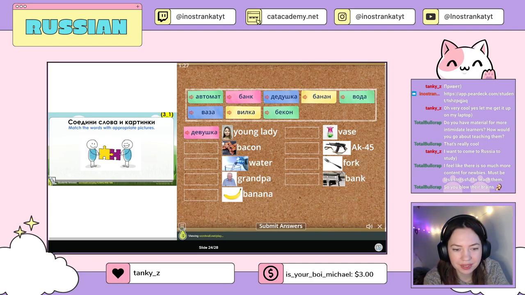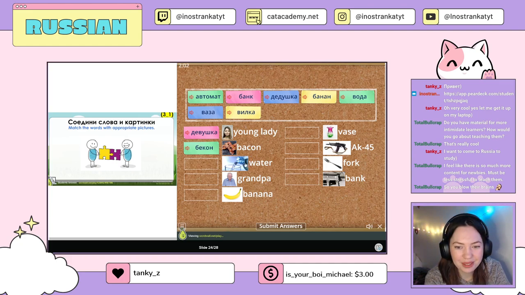Next one, bacon. Which word could be bacon? Again, don't be shy to click on the words and listen and try to match the pronunciation, because at this level I picked most of the words that could be quite easy for you to connect. Бекон. It will also help you to remember the stress, where to put it.